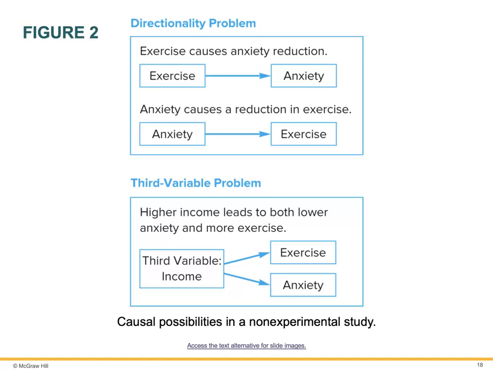And so the problem is illustrated here in figure 2. The arrow linking variables depicts the direction of causation. Right? Exercise causing anxiety reduction, or anxiety causes a reduction in exercise. We don't know which way the direction of the causal effect is. And then the third variable problem, higher income leads to both lower anxiety and more exercise. It could be a third variable of income that is directly impacting the amount of exercise and the amount of anxiety. So the directionality problem and the third variable problem are two issues when using the non-experimental method.